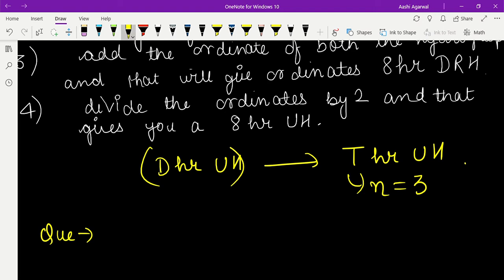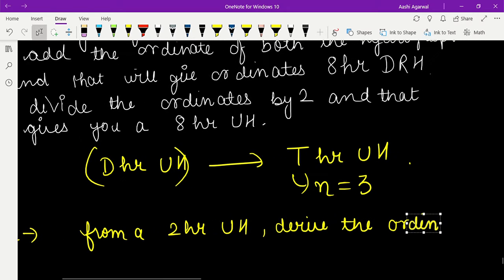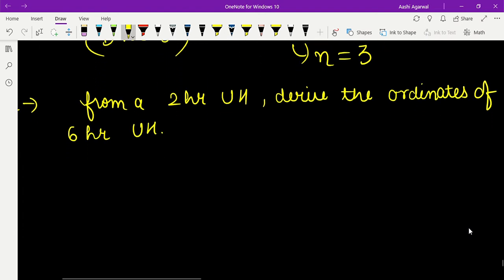So let me write a problem. Here in this problem, from a 2-hour unit hydrograph, derive the ordinates of 6-hour unit hydrograph. Now, how will you do?